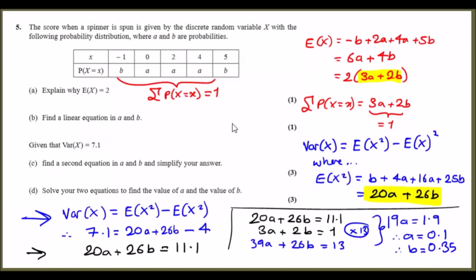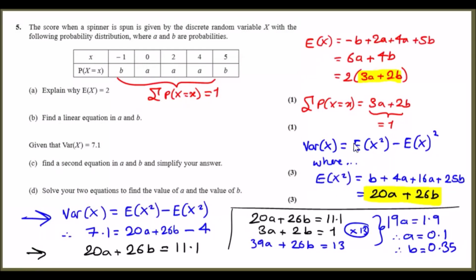Now let's go to the next bit. So B is actually done already. So next one, C and D. So given that the variance of x is 7.1, straight off the bat, write a variance equation like I did here, which is equal to expected value of x squared minus the mean squared. And x squared literally means that you write an x squared here and make a new table. So find the second equation in A and B to simplify your answer, and then solve both equations from part B and C. Okay, so let's do this. So let's find out what EX squared is first, so that way we can go ahead and solve this.